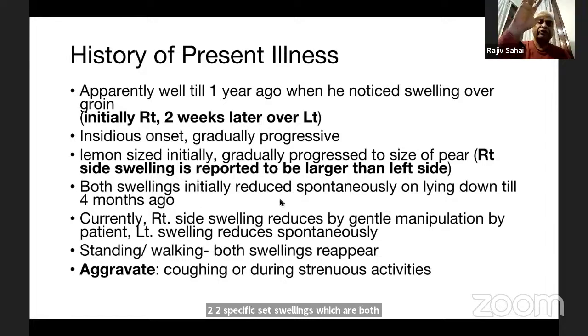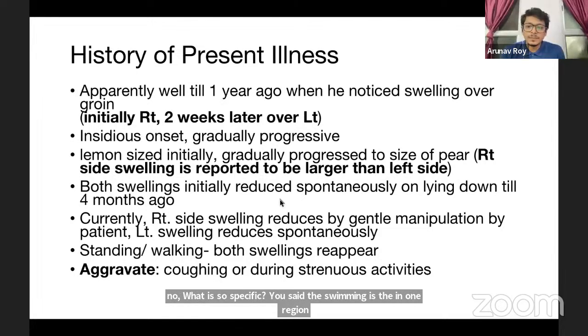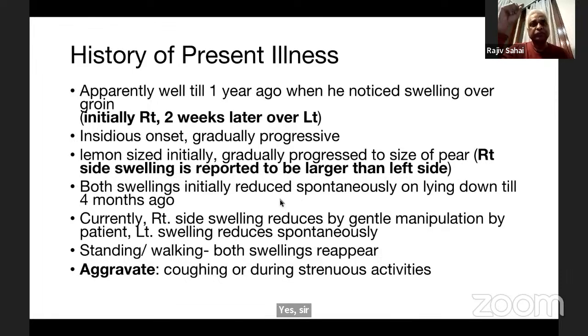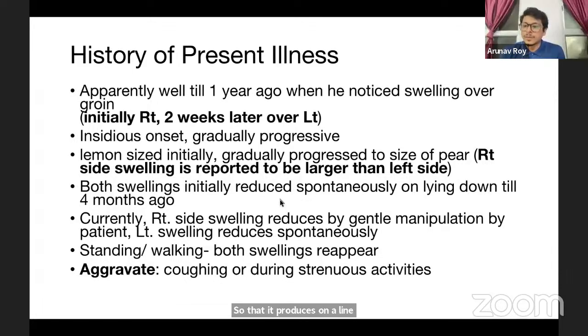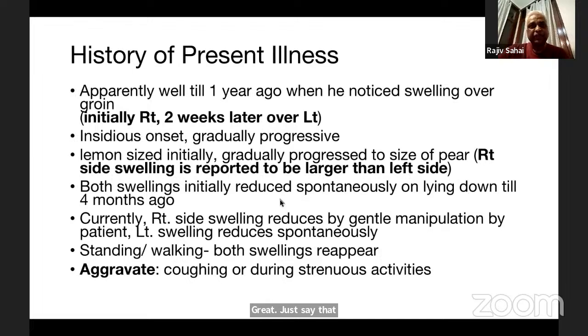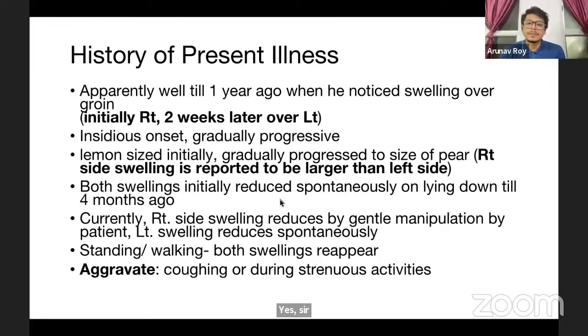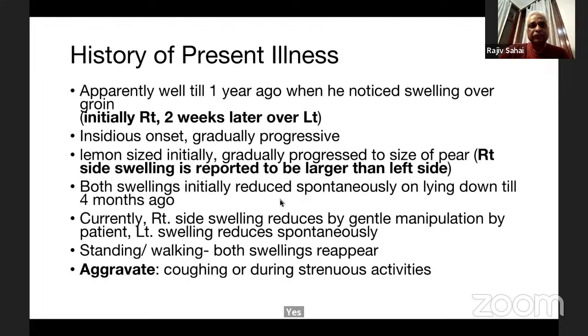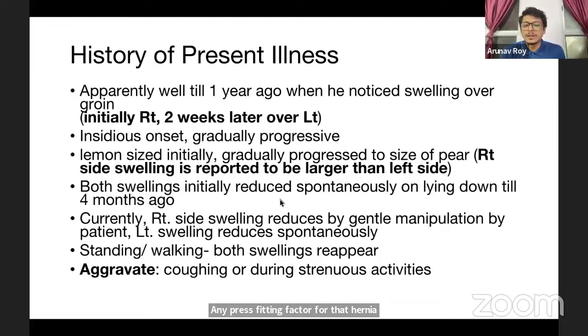Hold on. What is so specific? You said the swelling is in the inguinal region. What is so specific in your history which tells you it's a hernia? That it reduces on lying down and it reappears on doing strenuous activities, sir. Just say that. So you think it's an inguinal hernia? Yes, sir. Is there any precipitating factor for that hernia? Yes, sir. While coughing or doing any strenuous activities, the hernia increases in size, sir.